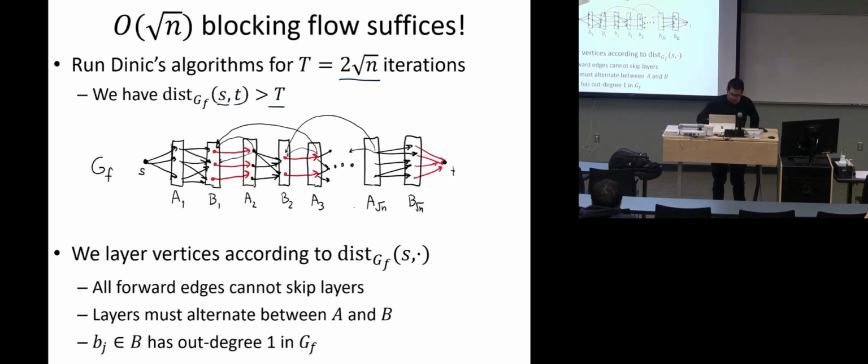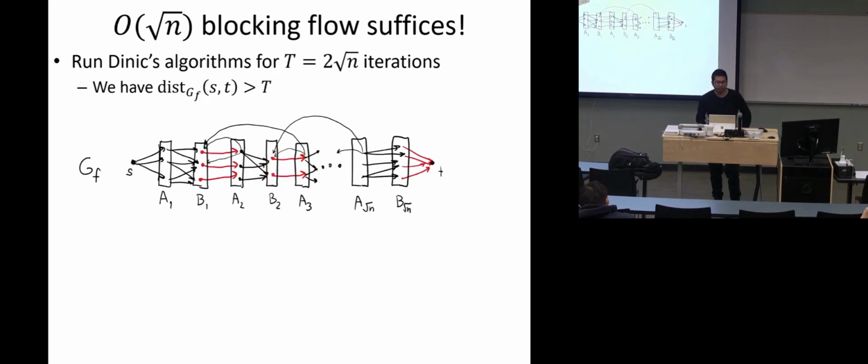And another thing is that you see that Bj always has out degree 1. So the number of edges that go out of this layer is just the same as the number of nodes of B in this layer. Okay. So this is just some structure of this graph.